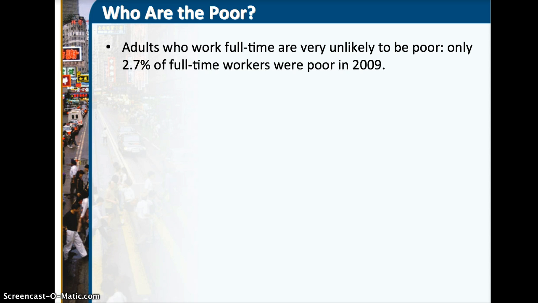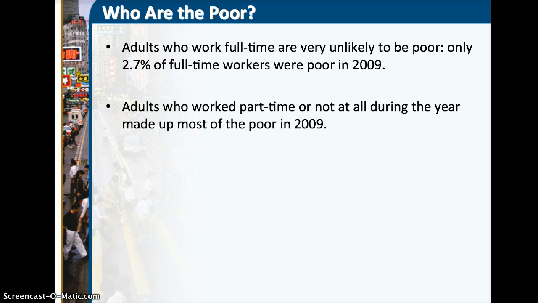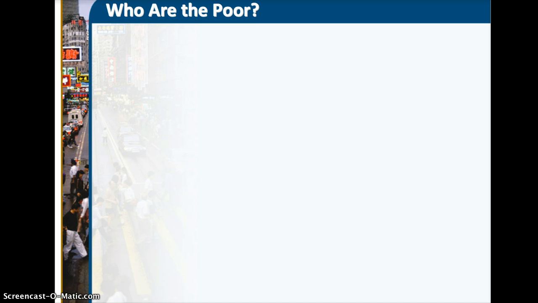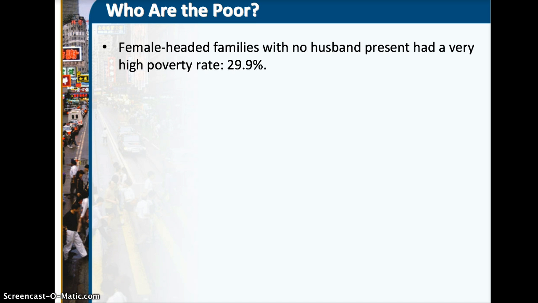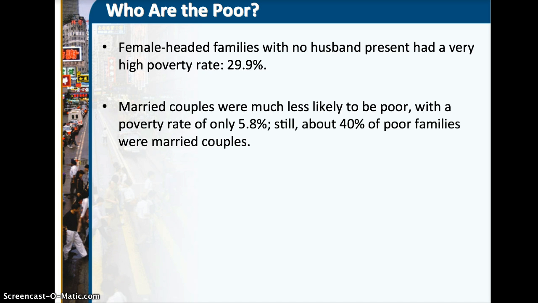Adults who work full-time are very unlikely to be poor. Only 2.7% of full-time workers were poor in 2009. Adults who worked part-time or not at all during the year made up most of the poor in 2009. Female-headed families with no husband present had a very high poverty rate, 29.9%. Married couples were much less likely to be poor, with a poverty rate of only 5.8%. Still, about 40% of poor families were married couples.